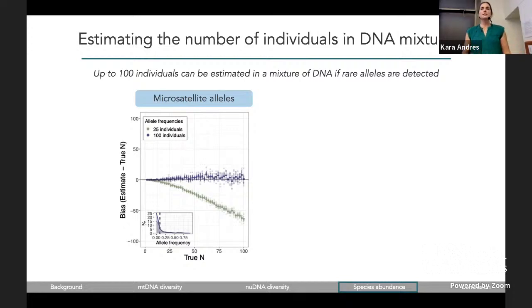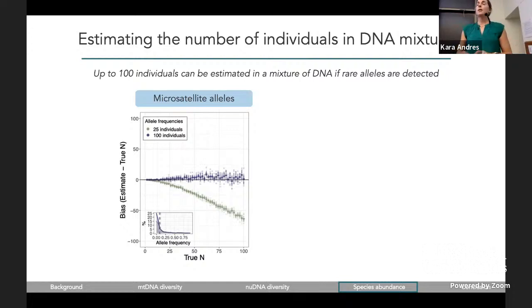And what we realized was that when we estimate allele frequencies from many individuals, so 100 individuals, there's a lot of rare alleles that could be detected. When we detect those rare alleles in our environmental samples, that provides a lot of power to determine that there's a lot of individuals in that sample. However, when we estimate population level allele frequencies with only 25 individuals, we lose that power. So there's fewer rare alleles in the population allele frequencies, and we don't have the power to really distinguish between the number of individuals above about 10 or so. And so we get a systematic underestimate of the number of individuals.